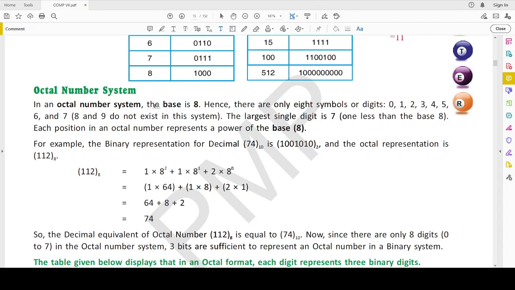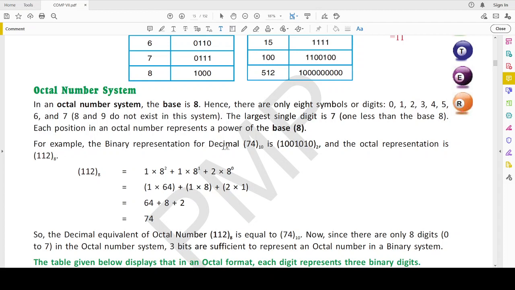In an octal number system, the base is 8. Hence, there are only 8 symbols in the digits: 0, 1, 2, 3, 4, 5, 6, 7. There are 8 symbols. 8 and 9 do not exist in this system. The largest single digit is 7, 1 less than the base 8. Right? Each position in an octal number represents a power of the base 8.